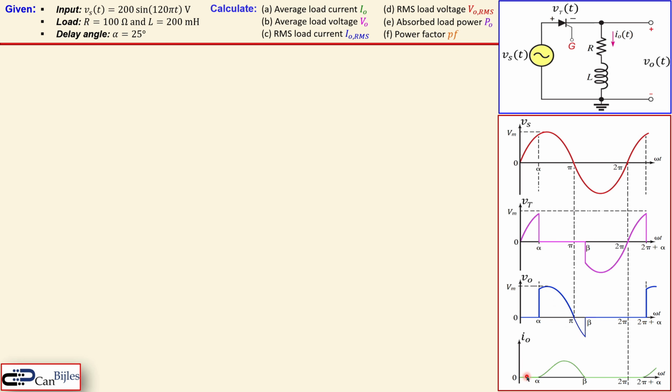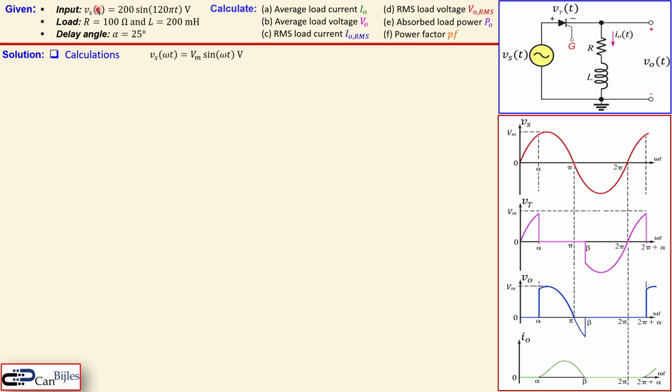The final one is our load current, which is now in this case going from alpha up to beta. And this distance is also called the conduction angle. And the process repeats, of course, after this 2 pi, and then you can again get the same operation for all cases. Okay, let's now go to the calculations. We need to have a delay angle of 25% and other parameters we need to use and calculate these 6 unknowns here.